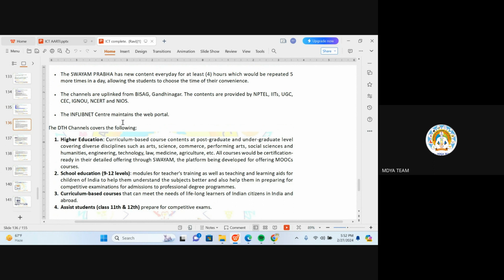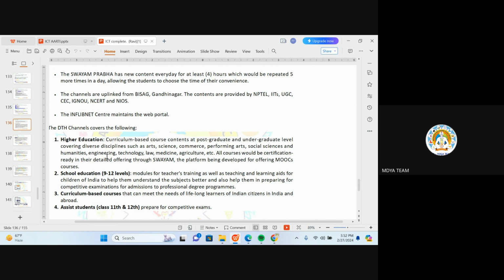Who maintains this portal? Information Library Network, INFLIBNET. Okay, this is the most common network. DTH channel covers higher education, school education, curriculum-based courses, and assists students of 11th and 12th for the competitive exams. You have to learn the names. Higher education means engineering, technology, law, medicine, agriculture. All these channels are for higher education.